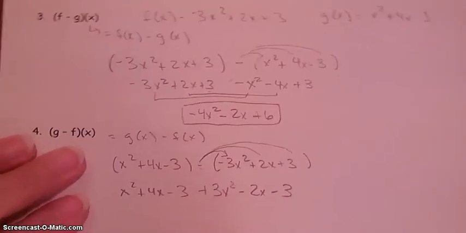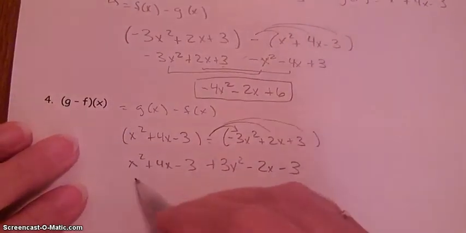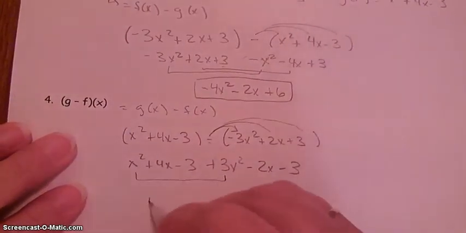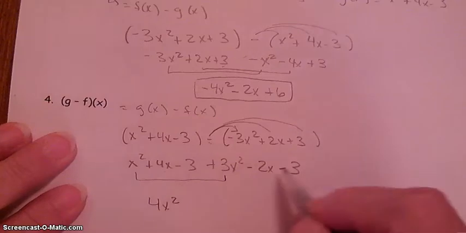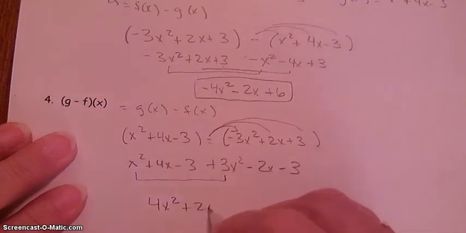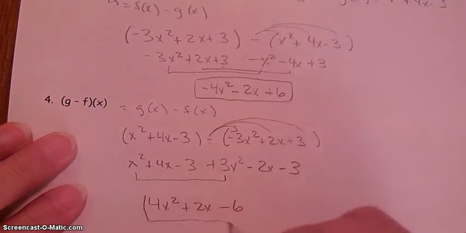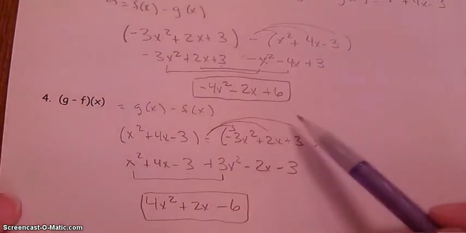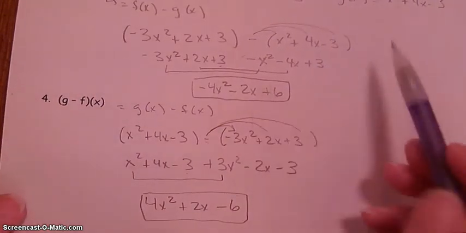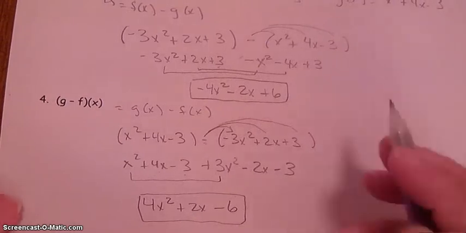And then we're going to combine my like terms. So I have x squared plus 3x squared is 4x squared. 4x minus 2x is plus 2x. Negative 3 minus 3 is minus 6. So this is my answer. So if I notice, these are not the same. So subtraction is not commutative and order does matter.